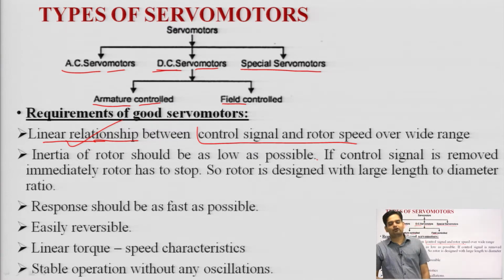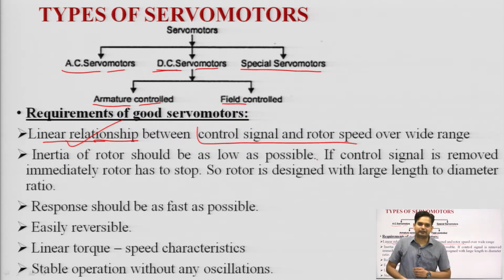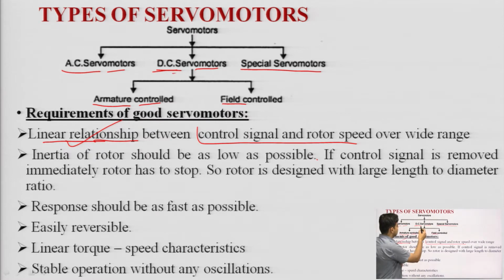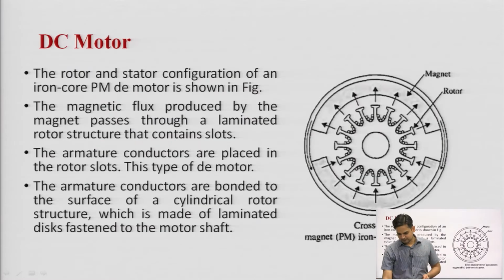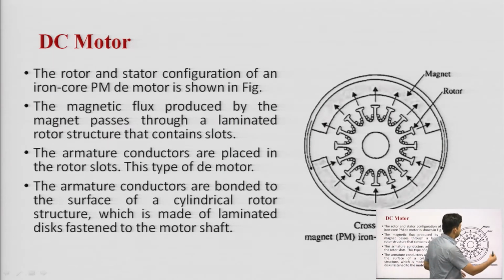Whenever you go for an AC servo motor, stability is less and non-linearity is more. Controlling the position with accuracy is not possible in an AC servo motor. That is why we are going for DC servo motors. If we see the basics of a DC motor, it consists of two parts. One is the stationary part, which is outside.